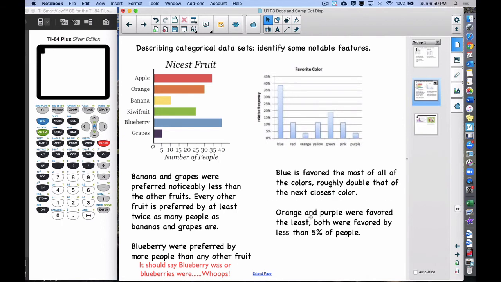Orange and purple were favored the least. Both were favored by less than 5% of people. Again, kind of pointing out that yes, they're the lowest, and it's by a decent margin.